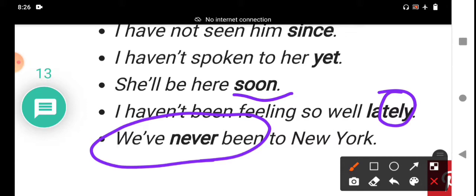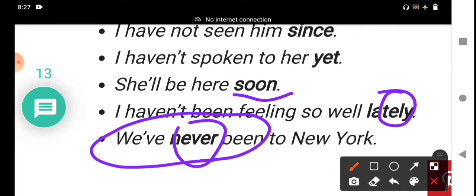That is the meaning of never been. Never been means I never go there. I did not see New York. That is the meaning of the sentence. I have, it is a contracted form. We have never been. Never comes as an adverb of frequency, also adverb of time.